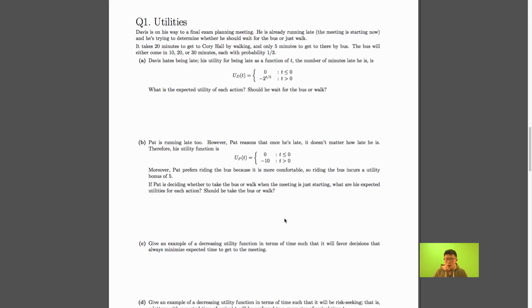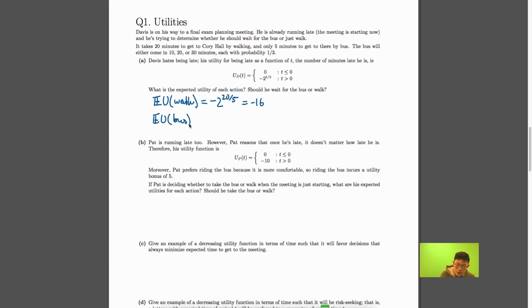The amount of time is chosen uniformly at random, but it will take him an additional 5 minutes to get there, the time that it will take for him actually riding the bus. So let's analyze what the expected utility of both actions for Davis are. If he chooses to walk, then he will take 20 minutes to get there. And so his utility is just -20 over 5, which is -4. So that one was easy because there was no randomness involved.